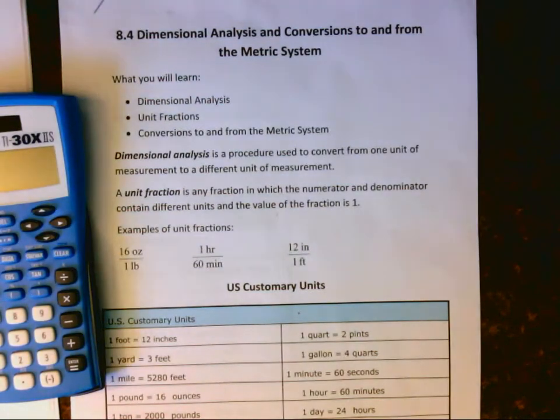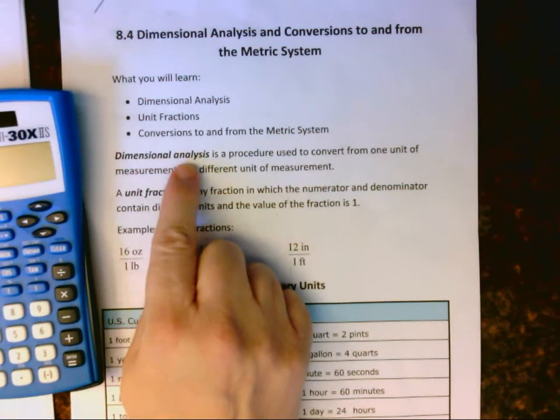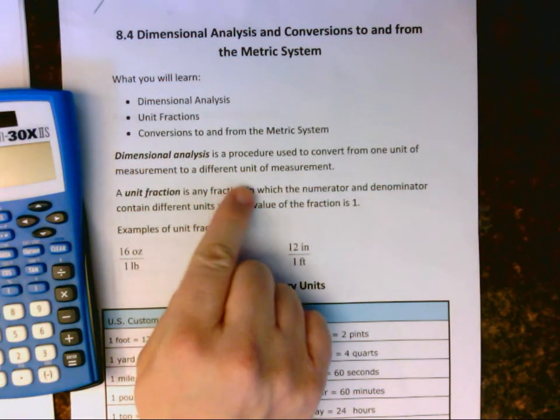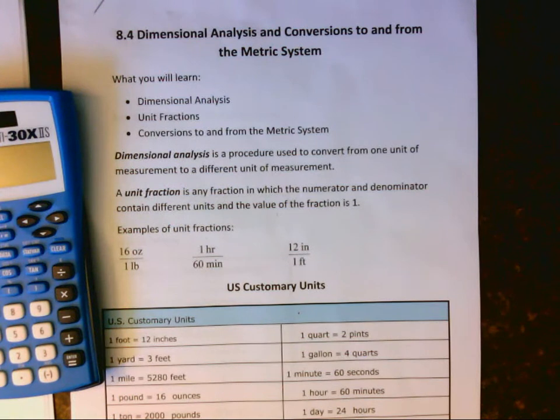Okay, let's get started with section 8.4. We will be doing dimensional analysis and conversions to and from the metric system. First of all, dimensional analysis is a procedure used to convert from one unit of measurement to a different measurement. So if you wanted to change from feet to inches or something like that, that's called dimensional analysis. This is the process of converting.